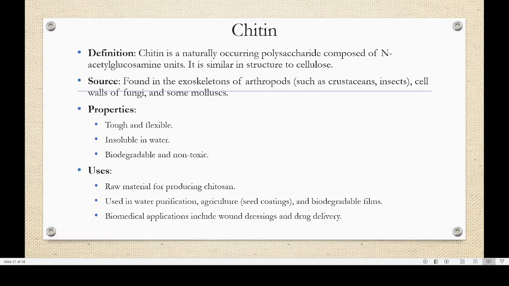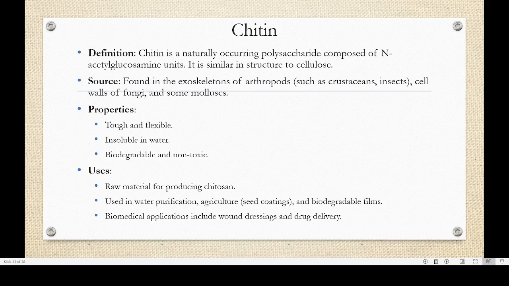Then there are a lot of other things, like what are the uses of chitin. One, it is a raw material for chitosan. About chitosan we will be studying next day. So that is one purpose for which we are using chitin. Then it is also used in water purification, agriculture, like for coatings, and also for producing biodegradable fillings. So these are some of the potential applications of chitin in water purification, agriculture, etc.